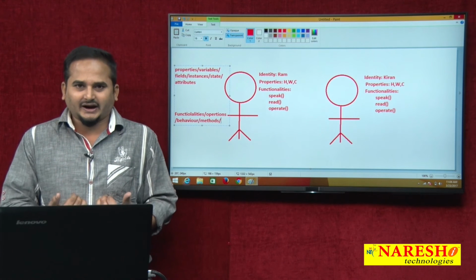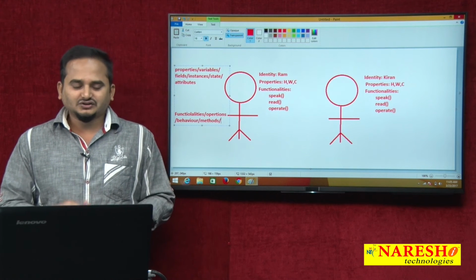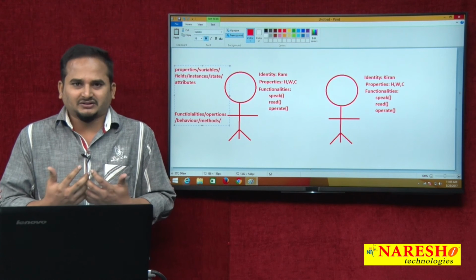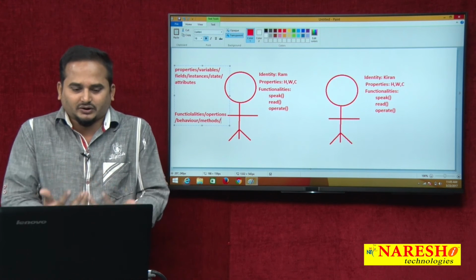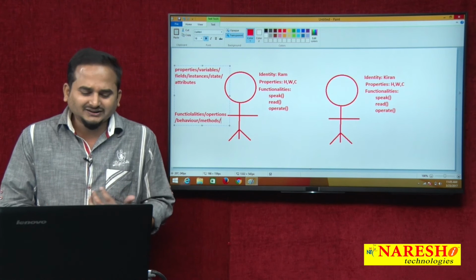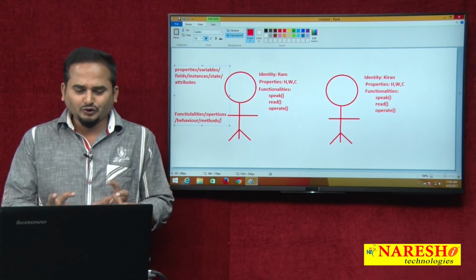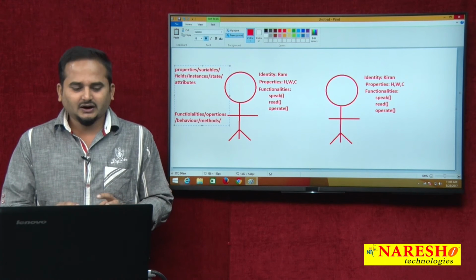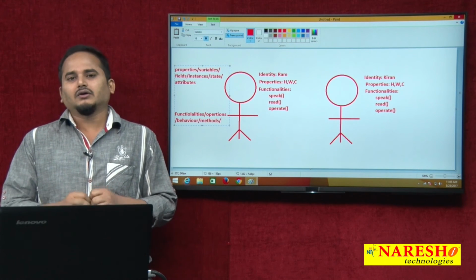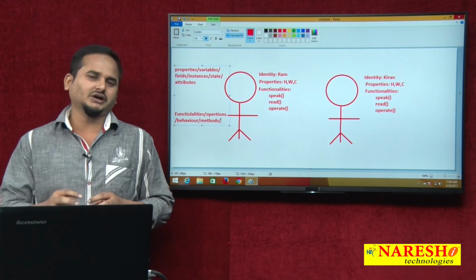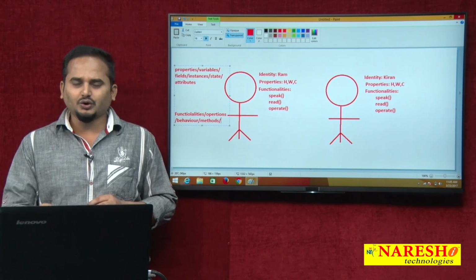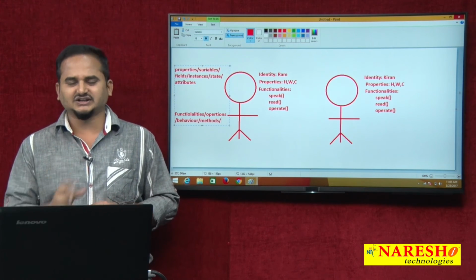Speak, I can read, I can operate a laptop. All these things, by using my functionality, like speak, now I am giving some lecture. So all these come under functionalities. If you want to represent every real world entity, the best approach we require is the object oriented programming system.